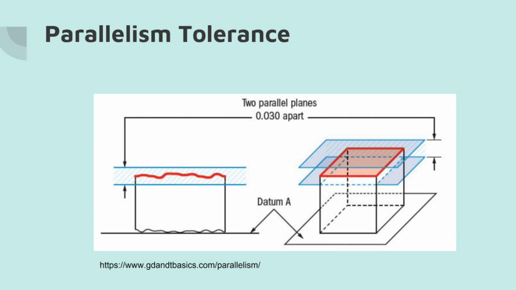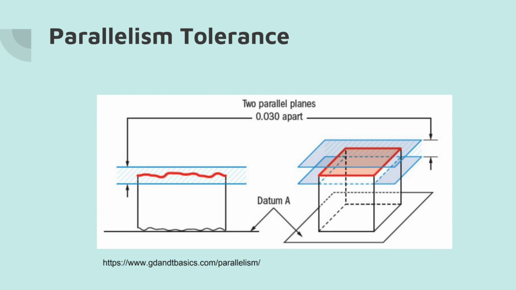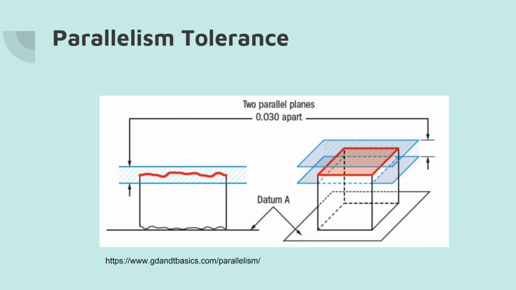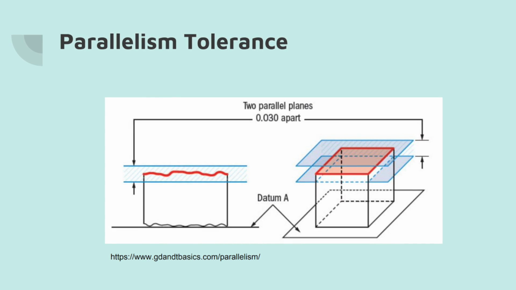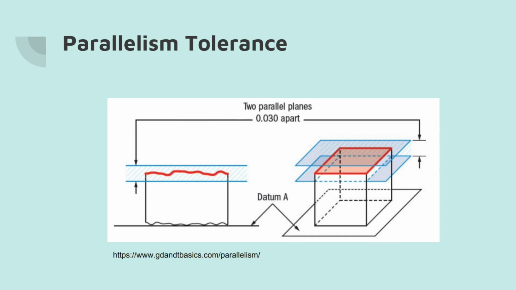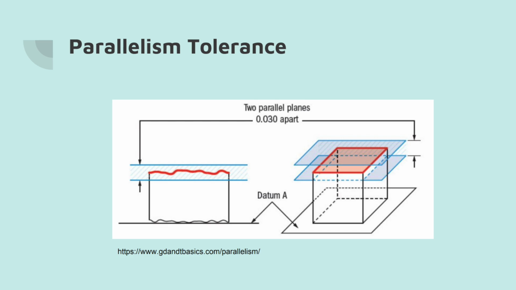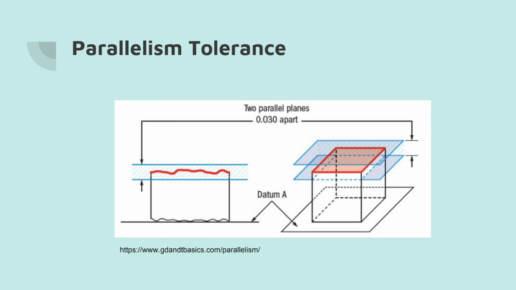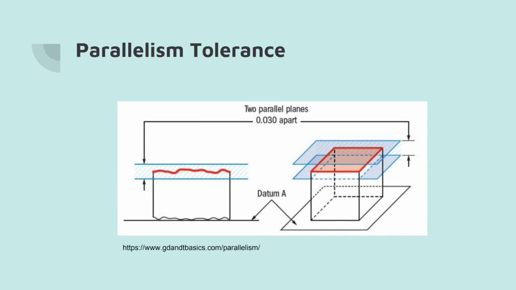Finally, let's look at a parallelism tolerance. A parallelism tolerance is used to ensure that two features on a part are parallel to one another within a tolerance zone. The tolerance zone for a parallelism tolerance is given by two parallel planes with reference to a datum. This figure demonstrates a parallelism tolerance in which all the points on the orange surface must lie within the two planes parallel to datum A that are 0.030 inches apart. If all the points lie within these two planes, the surface is deemed parallel.